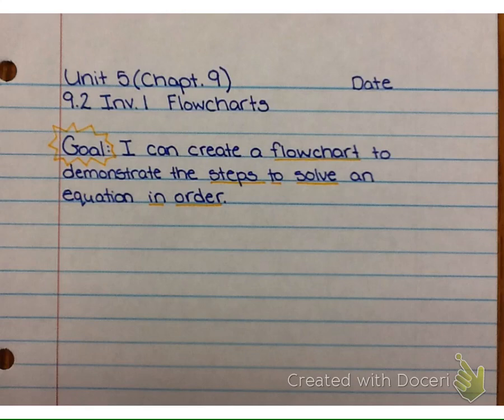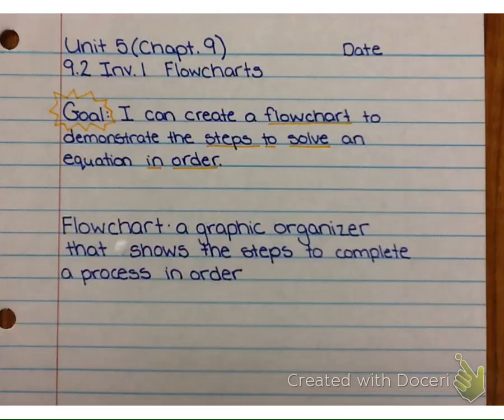Today our goal is to create flowcharts to demonstrate the steps that are needed to solve an equation in order. When you're ready, push play on the video so you can take some notes. The first thing that you should be thinking is, what is a flowchart? Well, a flowchart is a type of graphic organizer that shows the steps to complete a process in order. Please take a moment to record that definition to help you.